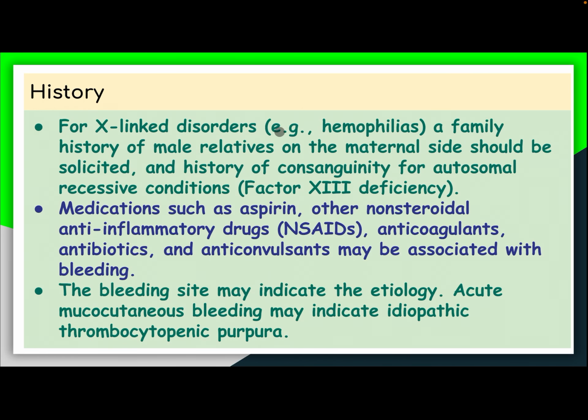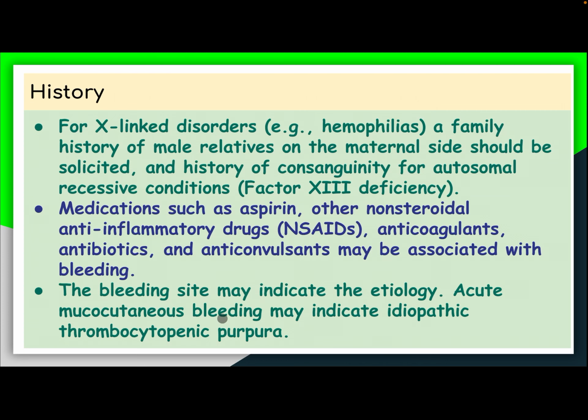For X-linked disorders like hemophilia, a family history of male relatives on the maternal side should be solicited, and a history of consanguinity for autosomal recessive conditions like factor 13 deficiency. Medications such as aspirin and other non-steroidal anti-inflammatory drugs, anticoagulants, antibiotics, and anticonvulsants may be associated with bleeding. The bleeding site may indicate the etiology.